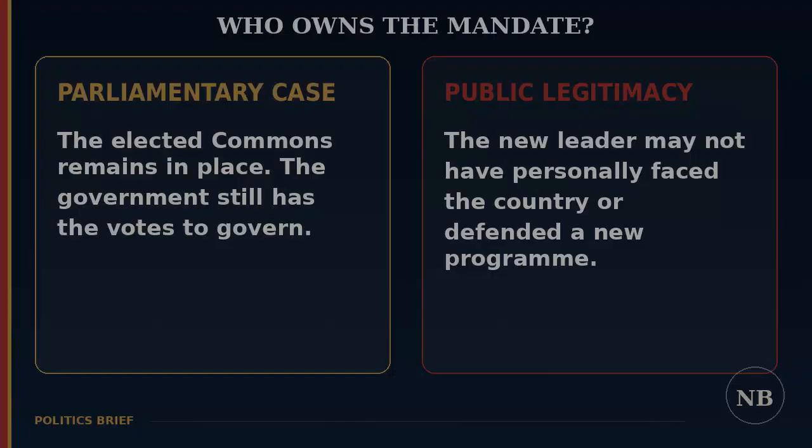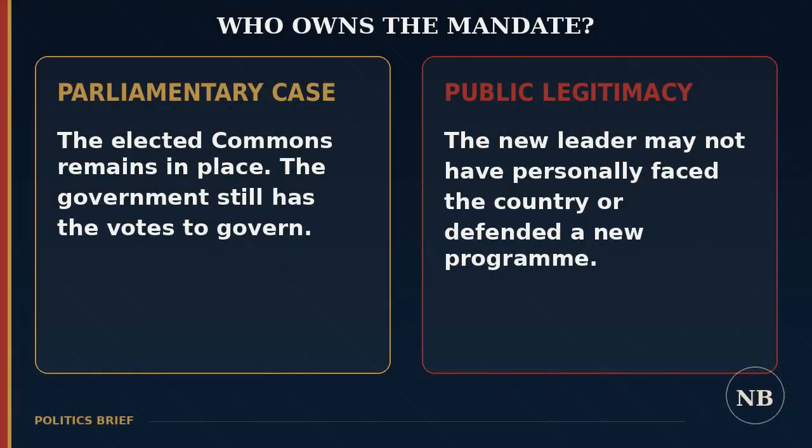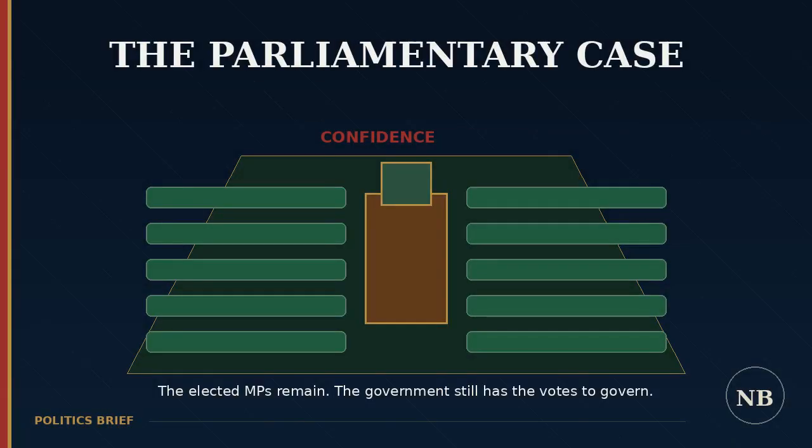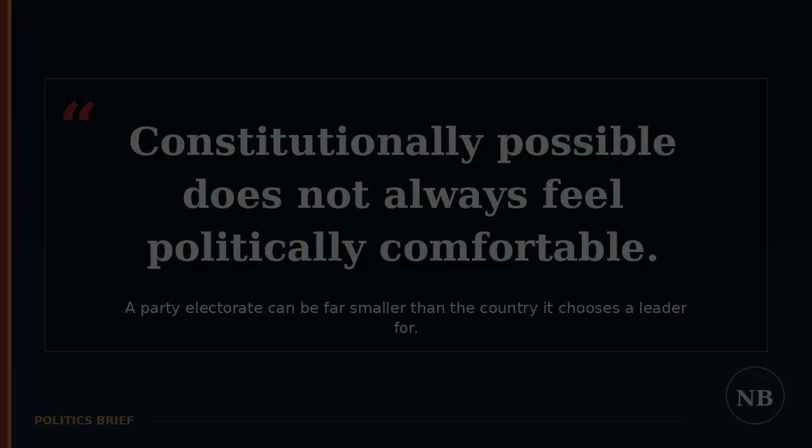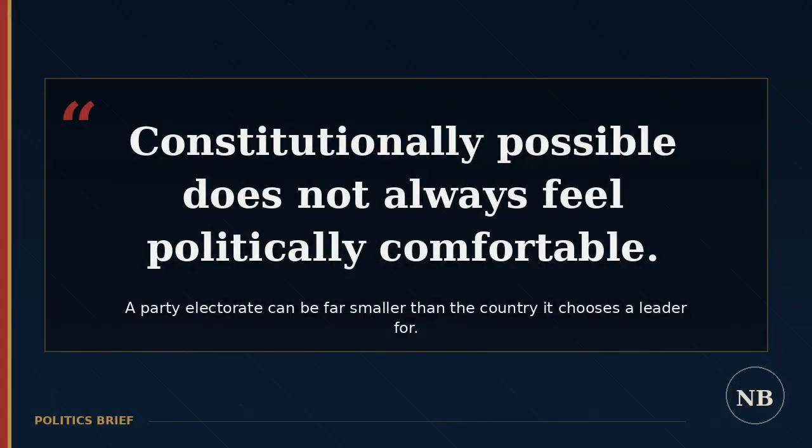The parliamentary case is straightforward. The government remains entitled to govern while it commands the confidence of the Commons. The MPs have not vanished simply because the Prime Minister has changed. The public legitimacy question is more difficult. A Prime Minister chosen by party MPs or party members may lead a country of tens of millions of people after receiving the direct support of only a small electorate inside that party. That is constitutionally possible, but it can still feel politically uncomfortable.